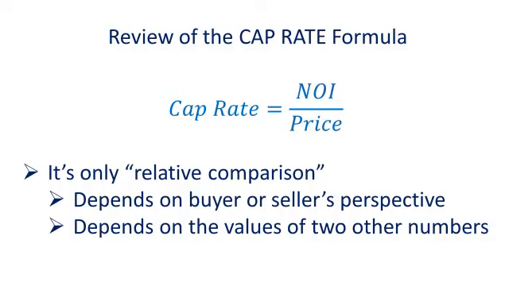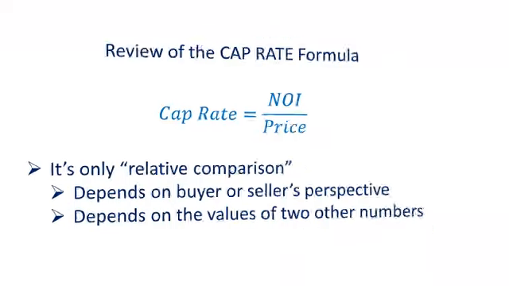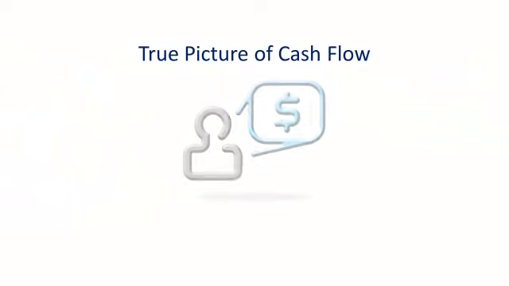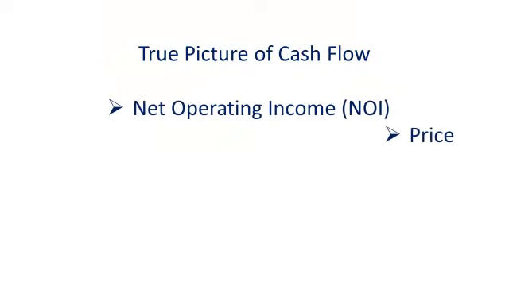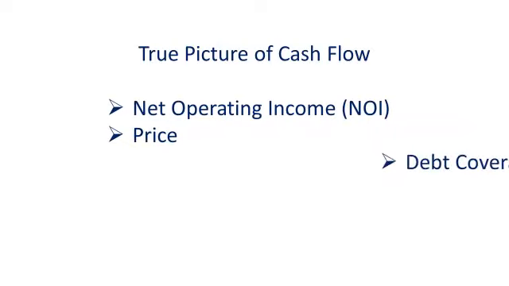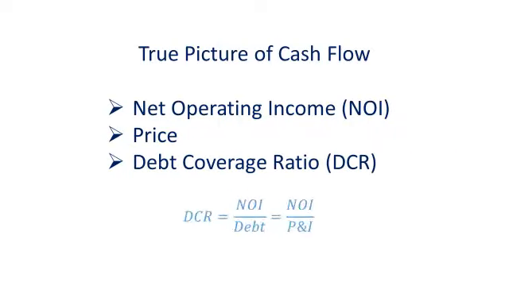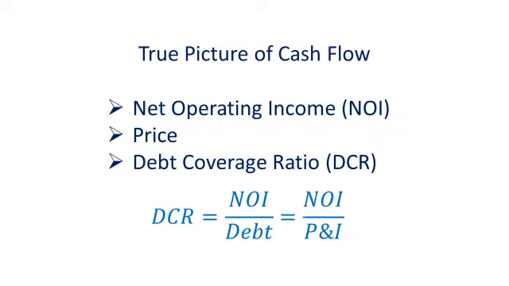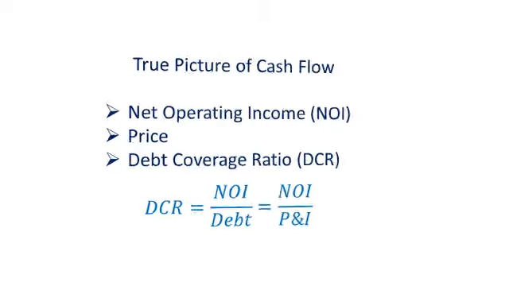Often, inexperienced investors make buying decisions solely on the basis of cap rate, but cap rate by itself gives no indication of the all-important cash flow. While cap rate is determined by NOI and price, cash flow is determined by NOI and price and debt service. Banks use a term called DCR, debt coverage ratio, and it is defined as NOI divided by debt service, or NOI divided by P&I, principal and interest.